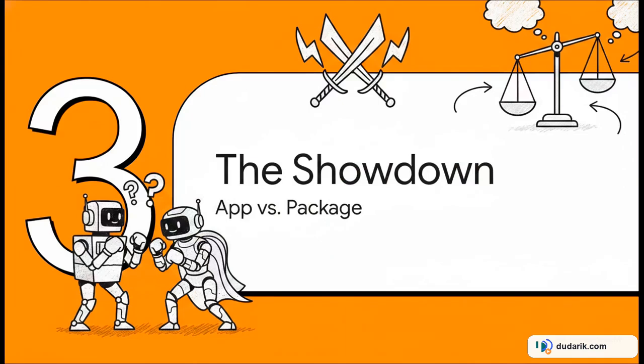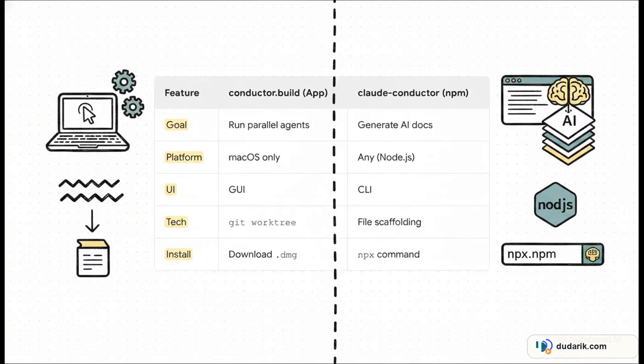All right, it is time for the showdown. Let's put these 2 tools side by side to make this super obvious which conductor is the right one for what you're trying to do. I mean, just look at this table. The differences couldn't be more clear. The app's call, run agents. The package's call, generate docs.